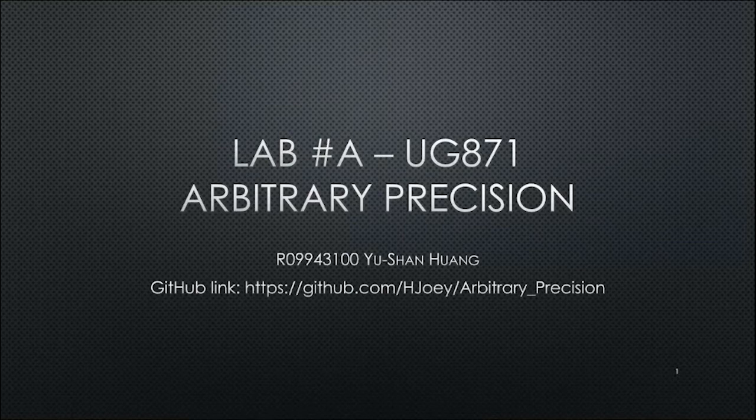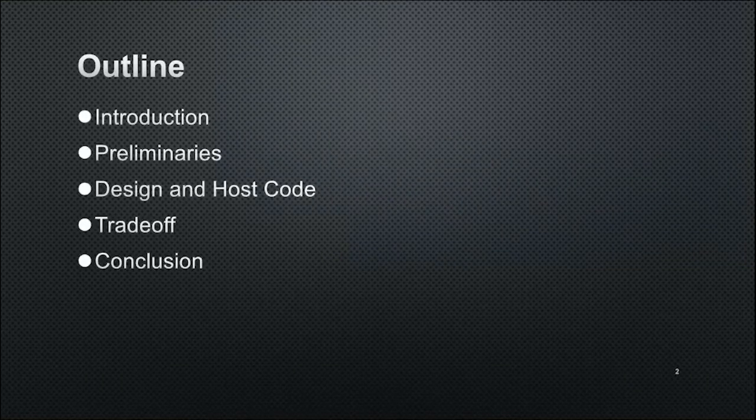Okay, so hello everyone. My topic is arbitrary precision data type. So this is the outline. I will first give a brief introduction about this tutorial, and then give some background about the fixed point numbers and floating point numbers. And then I will introduce the kernel design and the host code. And then it's about the trade-off we can make using the arbitrary precision data type. And finally conclude this tutorial.